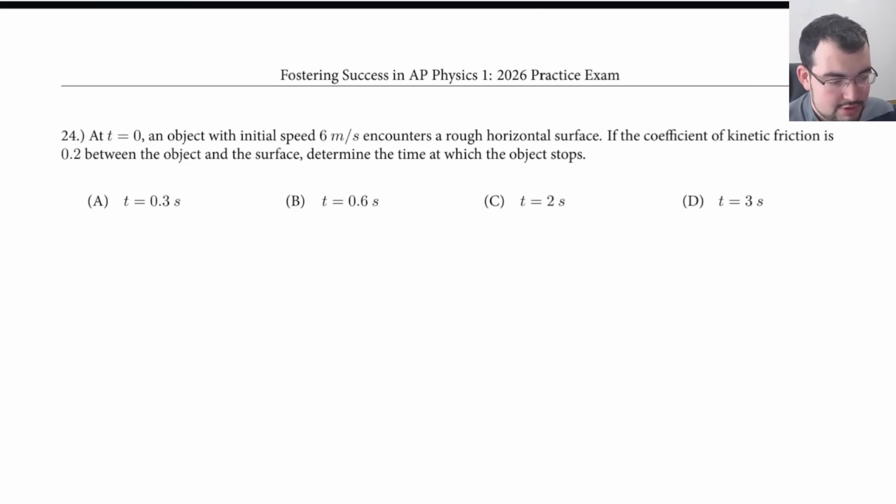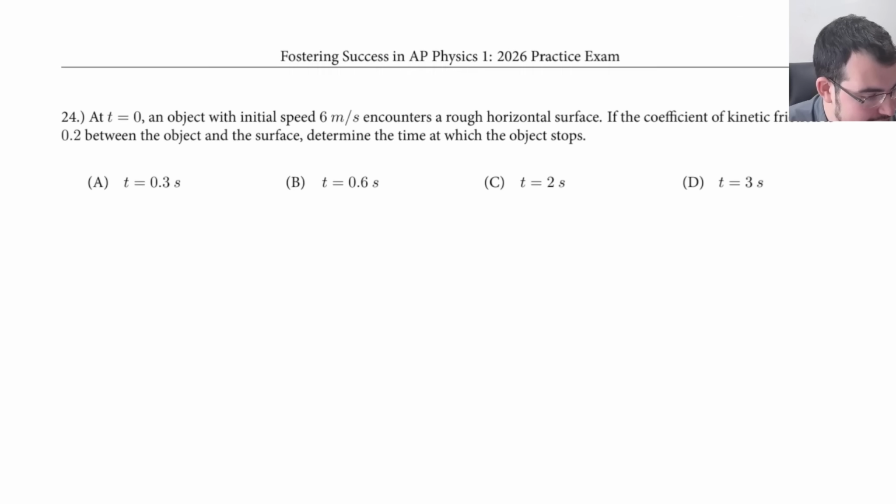All right, at t equals 0, an object with an initial speed 6 meters per second encounters a rough horizontal surface. If the coefficient of kinetic friction is 0.2 between the object and the surface, determine the stopping time. So anytime you're asked about time, it has to be kinematics. So we just need to solve for acceleration, right? Because forces don't relate to kinematics. So we got to figure out the acceleration first.